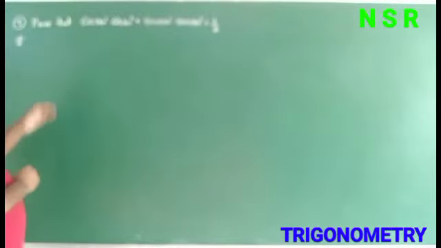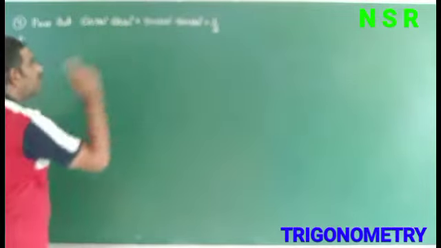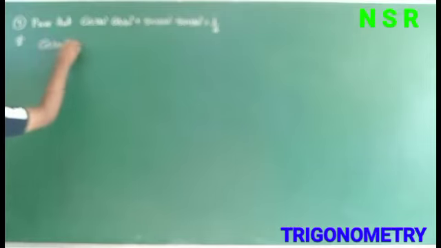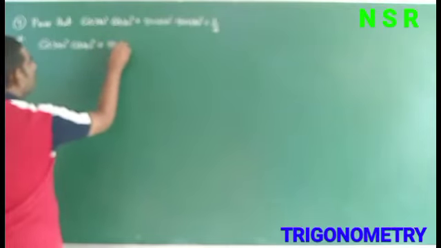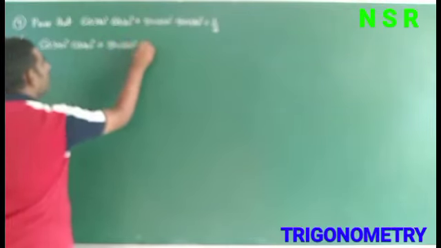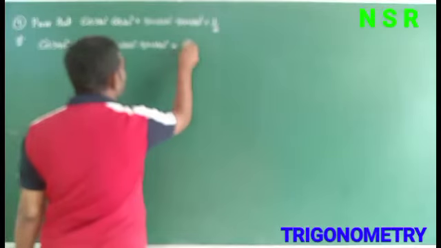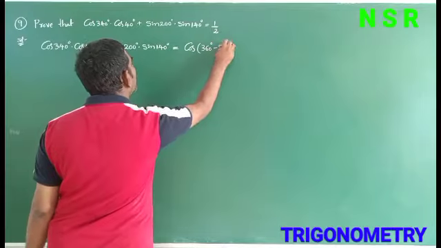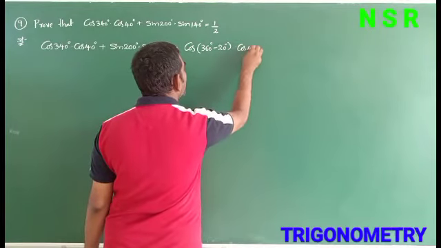So next, question number 9: prove that cos 340 into cos 40 plus sin 200 into sin 140 equals 1 by 2. So we have to prove this value is equal to 1 by 2. Now simplify it. Cos 340 into cos 40 plus sin 200 into sin 140. Cos 340 we can write as cos(360 minus 20), into cos 40.